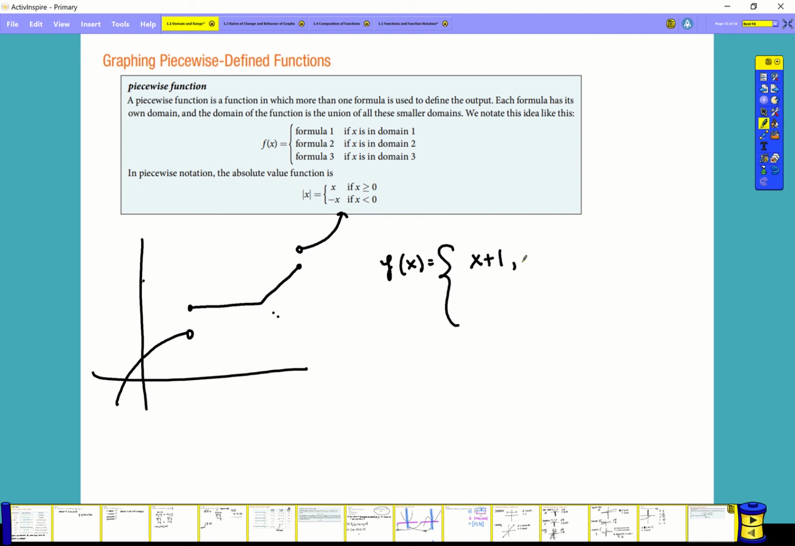You know, x plus 1 for x less than 0, x minus 2 for x between 0 and 4, and x squared for x less than or equal to 5 and greater than 4. You know, something like that. That's a piecewise defined function, and they always have multiple domains.